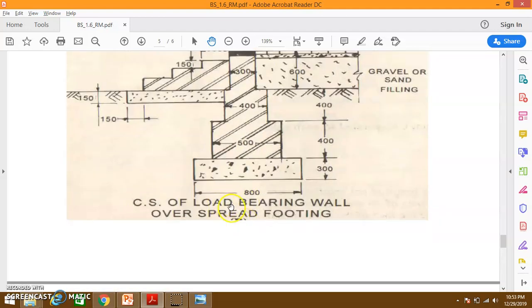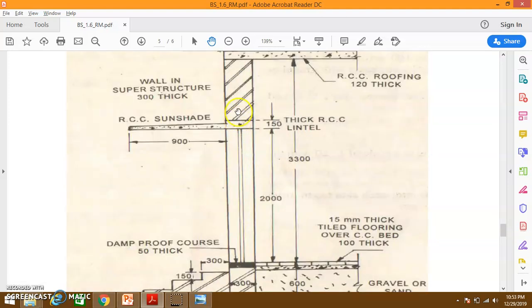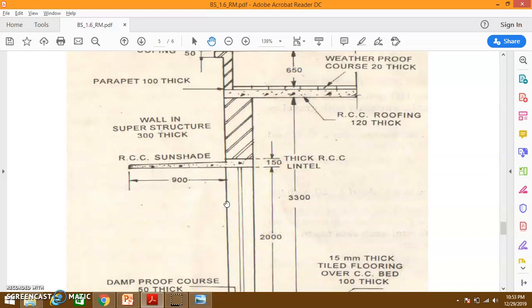This is the cross section of a load bearing wall over a spread footing. The door height is 2000 mm, that means 2 meters height. This is the wall in the superstructure, a 300 mm thick wall.